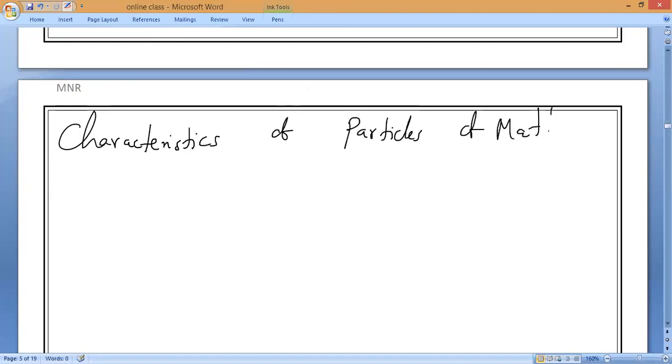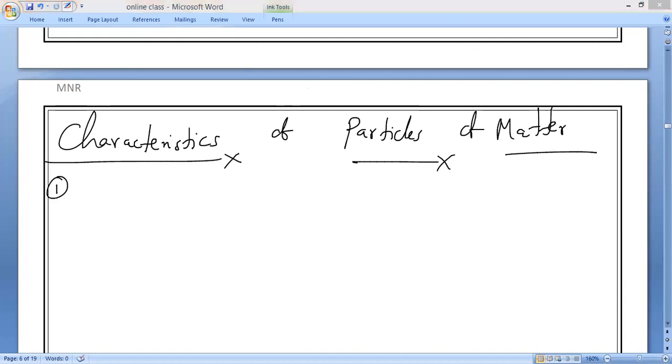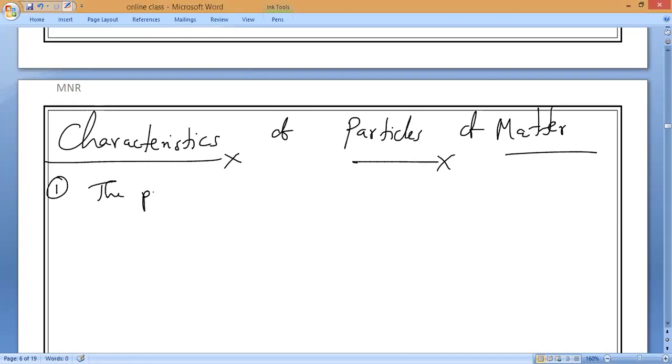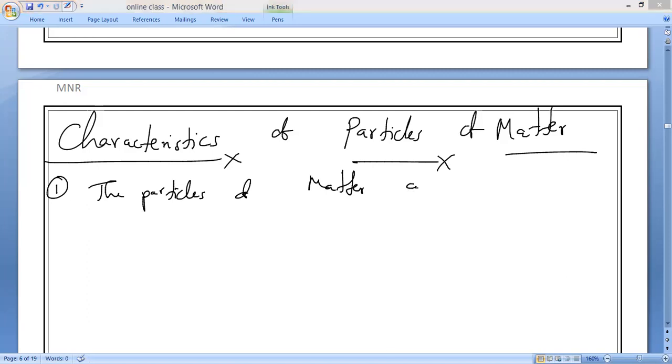So what are the characteristics? You noticed it one by one. You people tell me. From these 3 experiments, we have made some characteristics. The particles of matter are what? Very, very small. That is the first one. The particles of matter are very, very small.